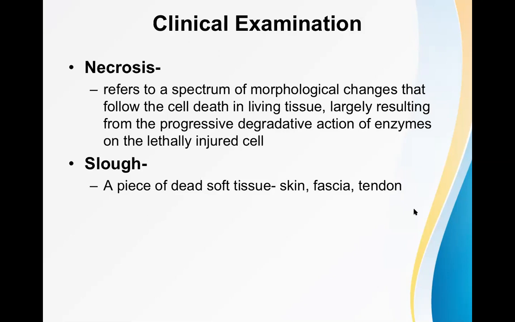But why does that cell die? There is some pathophysiology involved. Probably because of the degradative action of enzymes. These enzymes mainly come from the lysosomes, which are present inside the cell. They are the suicide bags of the cell. And those cells should be lethally injured by different mechanisms. That is necrosis. And slough is a piece of dead soft tissue. It can be skin, fascia, or tendon, depending on which type of ulcer we are talking about. So dead soft tissue, dirty looking tissue on the floor of the ulcer, is known as slough.